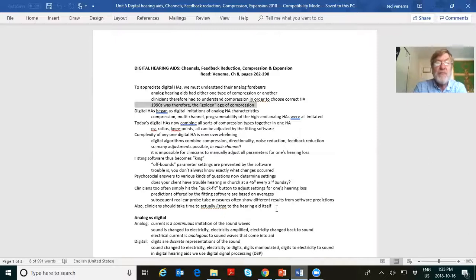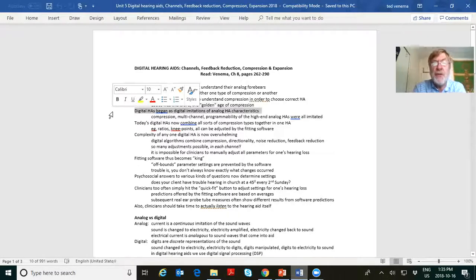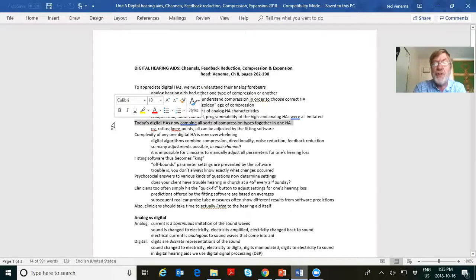Digital hearing aids began as digital imitations of analog hearing aids. Very important sentence to put a star beside. The compression, multi-channel, and programmability of the high-end analog hearing aids of 1995 and 1996 were all imitated in 1997 with the advent of digital hearing aids. Today's digital hearing aids now combine all sorts of compression types together.